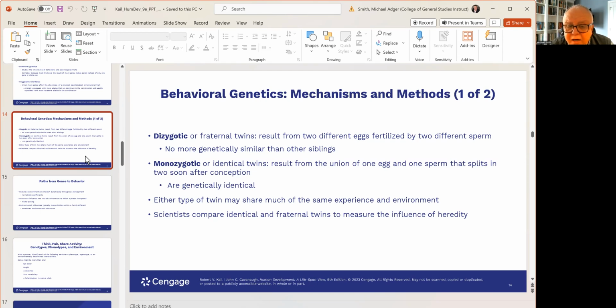In a monozygotic, or identical, twin, they result from the union of one egg and one sperm that splits into two sometime after conception, and they are genetically identical. Either type of twin may share much of the same experience, much of the same environment, so they make for some pretty interesting studies for psychology. Scientists compare identical and fraternal twins to measure the influence of heredity, and that's a really important study.